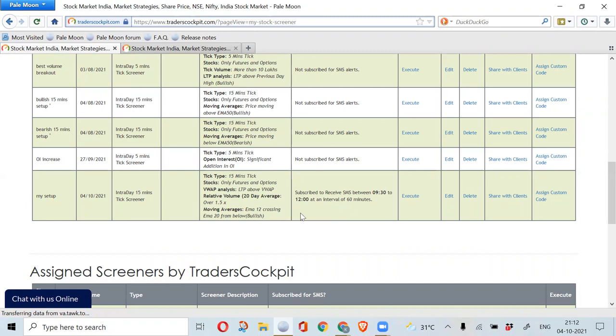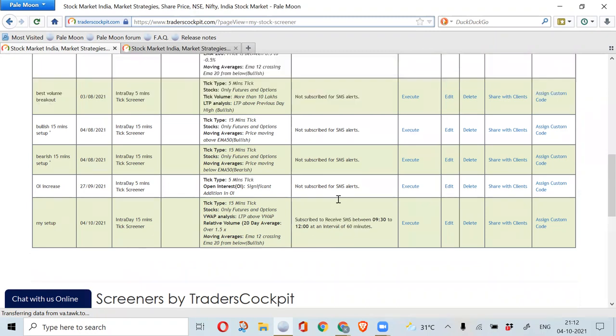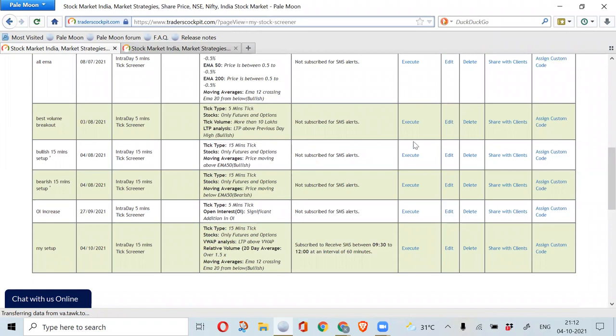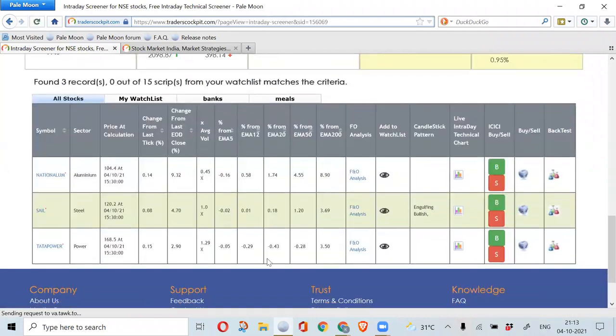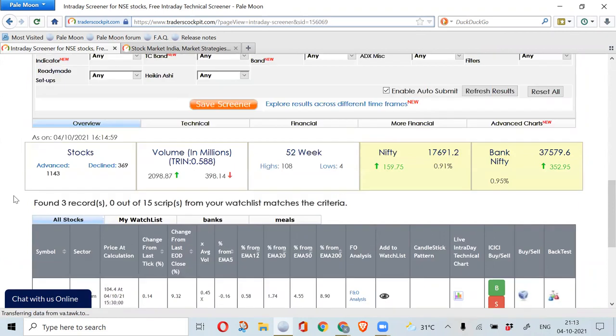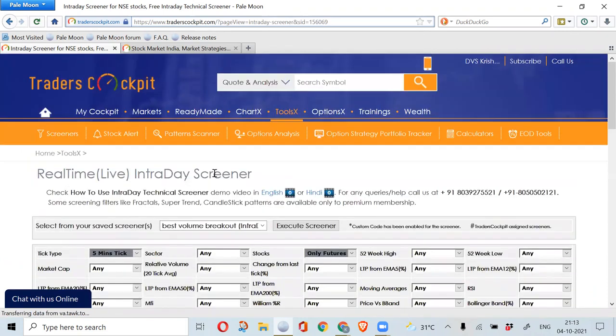But if you don't want SMS, you can uncheck the box and then it will be like this. You can execute them manually any number of times you want during the market hours. So you can execute like this, coming here, and then you will be getting the results of that particular screener conditions at the bottom of the page. In this way, we can create screeners and then get notification alerts throughout the market.